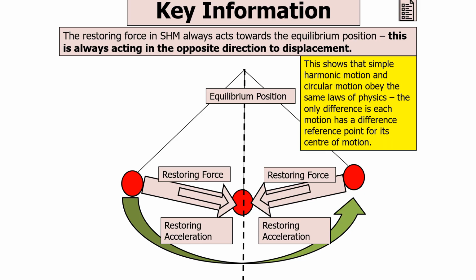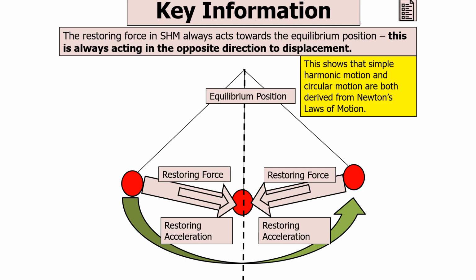Now, this shows us that simple harmonic motion and circular motion obey the same laws of physics. The only difference is each motion has a different reference point for its centre of motion. And it shows us that simple harmonic motion and circular motion are both derived from Newton's laws of motion. They are the same physics principle from different frames of reference.